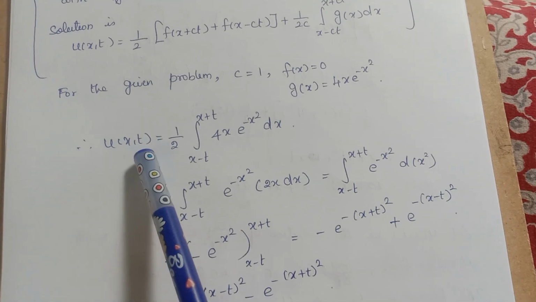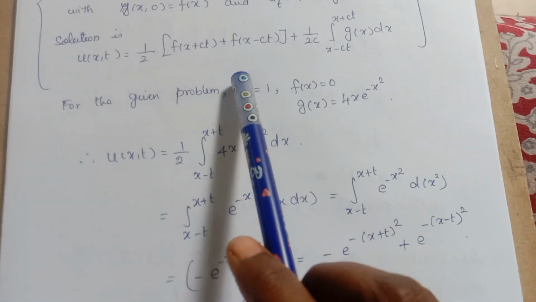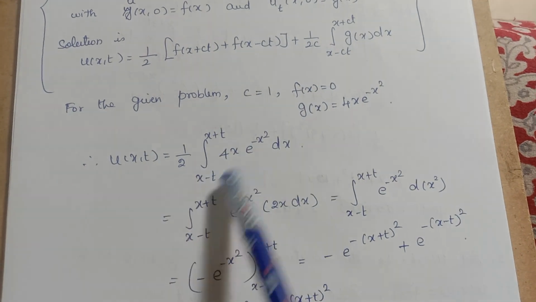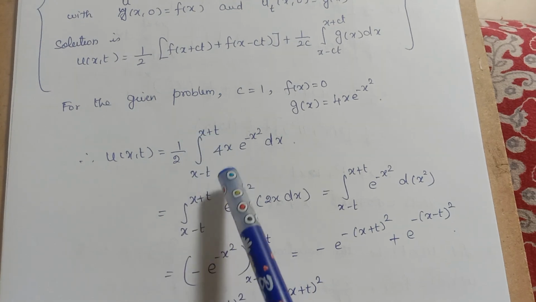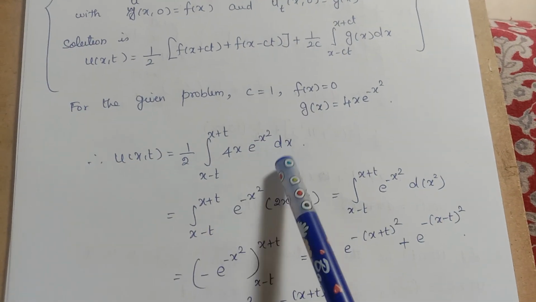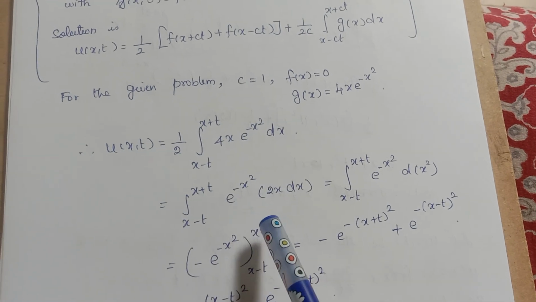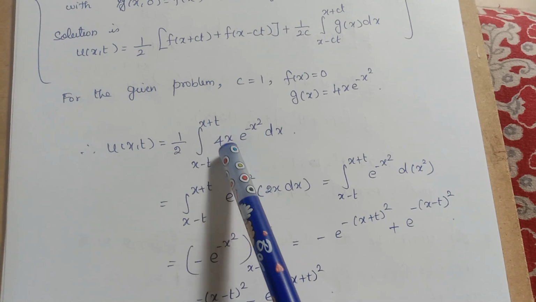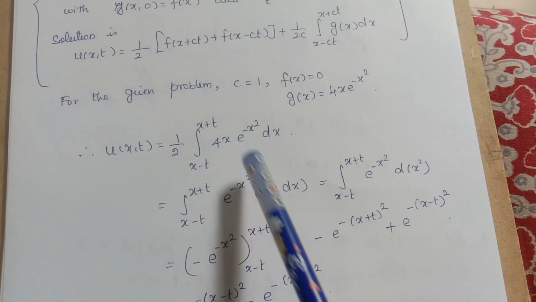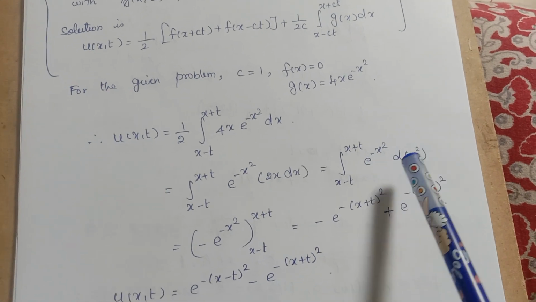u of x comma t is equal to 1 by 2 into integral, the f term will be 0, because the entire f is 0. 1 by 2 into integral x minus t to x plus t, c equal to 1, so it will be simply x minus t to x plus t, 4x into e power minus x square into dx. Let me integrate this. This 4x I can write it as, this 2 and 2 get cancelled, simply I will be having 2x. This 2x I am writing as the differential of x square. So this is like e power minus x square into dx.